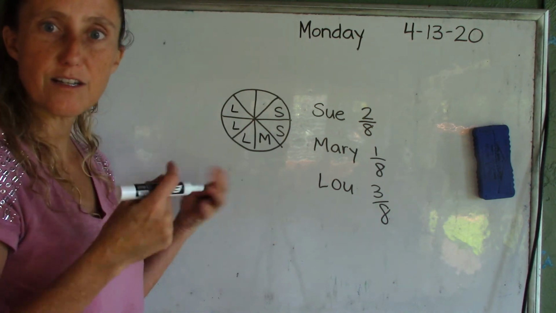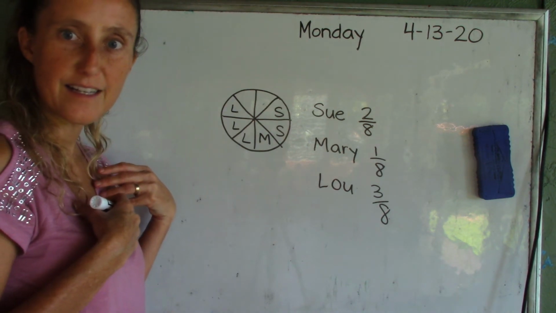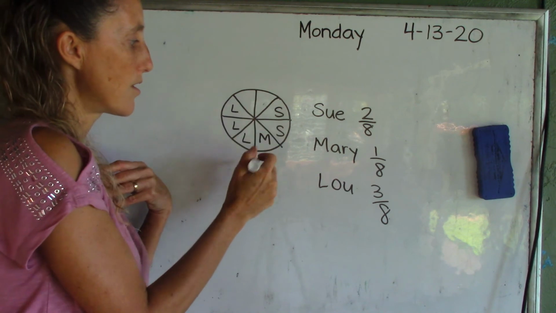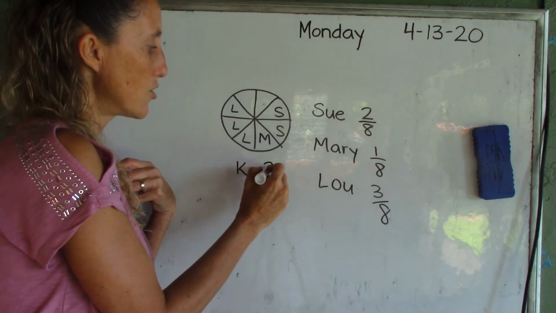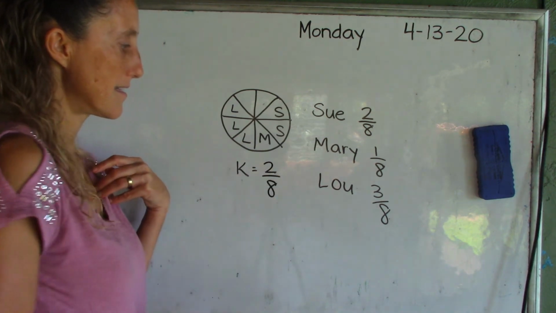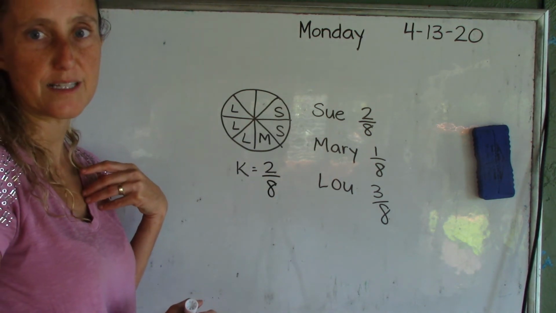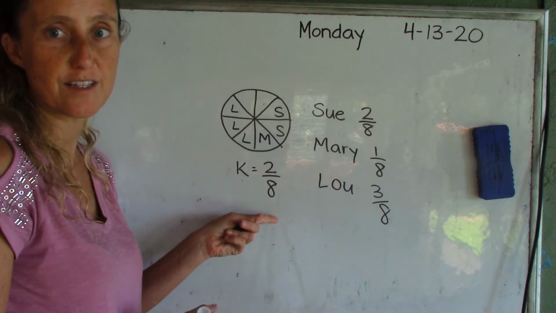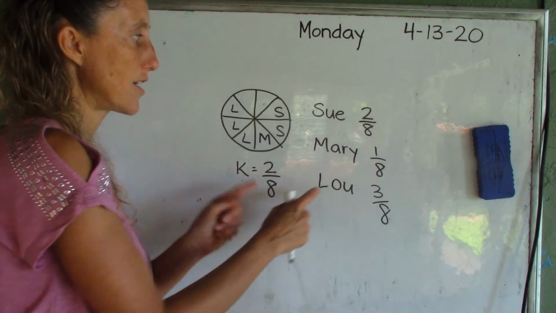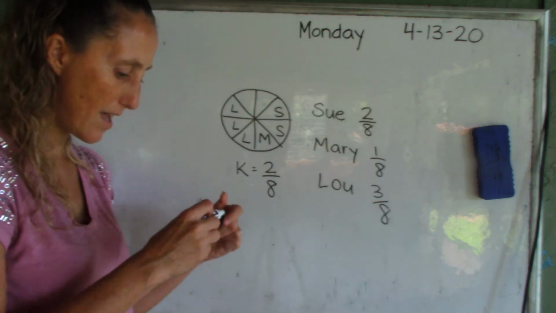How many pieces are left for me to eat? I have 1, 2. So Mrs. Kuzma, in my K, I get 2/8 of this pie. 2 pieces out of the total 8 pieces. 2/8. That's a fraction. So these are all fractions, fractions, fractions. Okay.